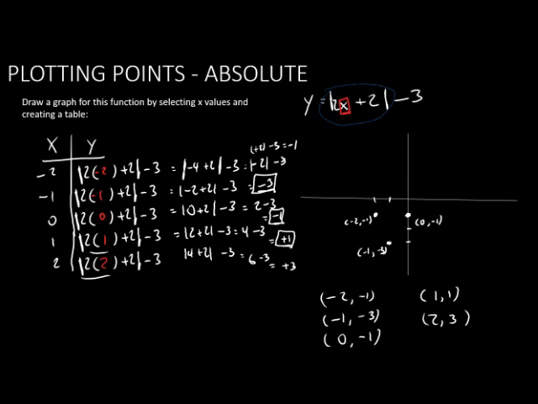Our next point will be 1, 1, so we'll go right by 1, up by 1, make another mark. And then 2, 3, so we will go right by 2, up by 3, place a point at that intersection, and we'll mark that as 2, 3.